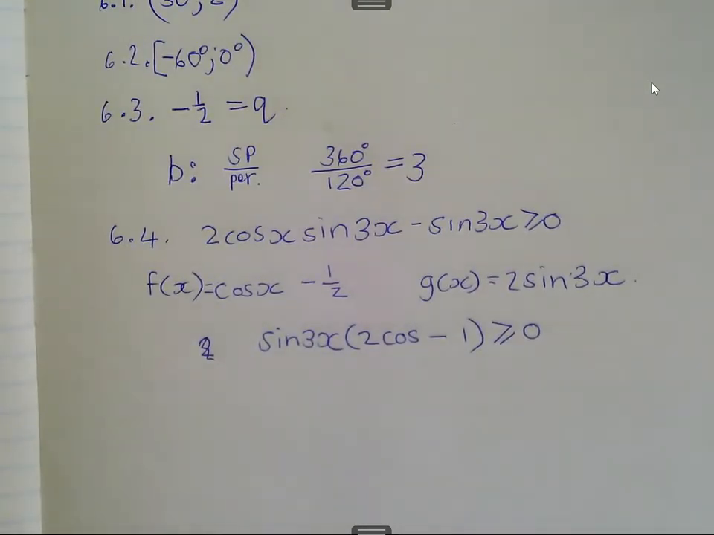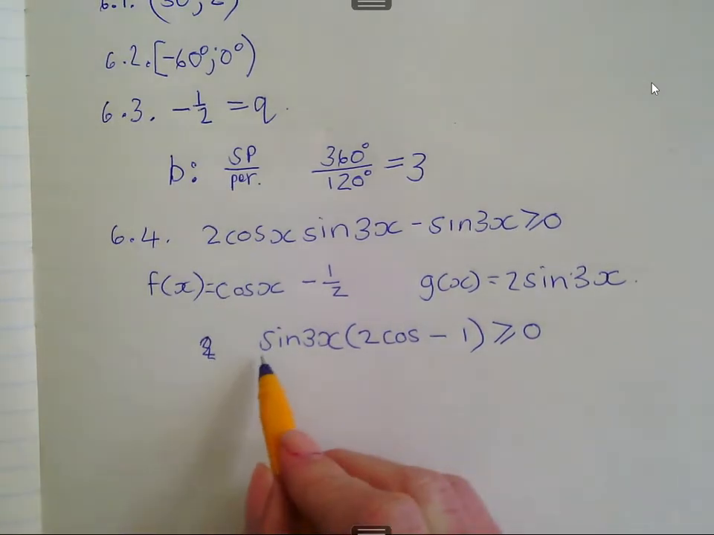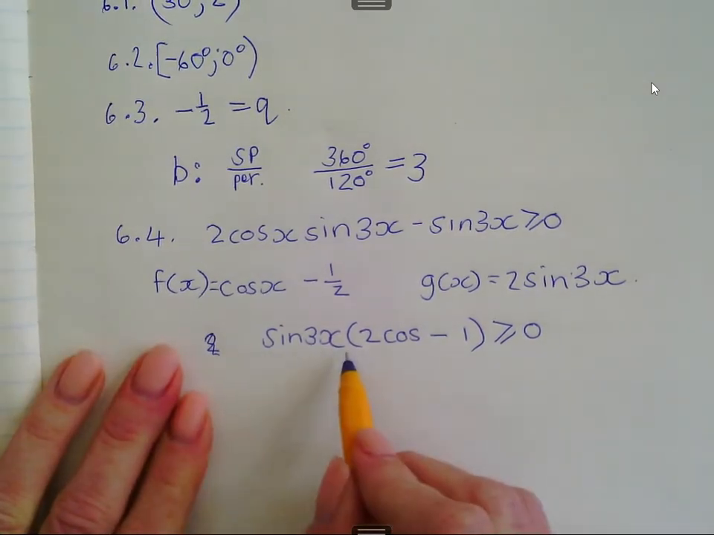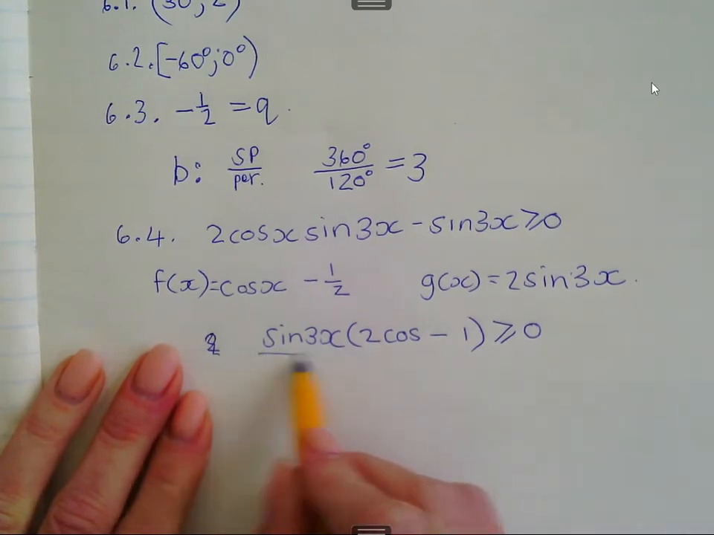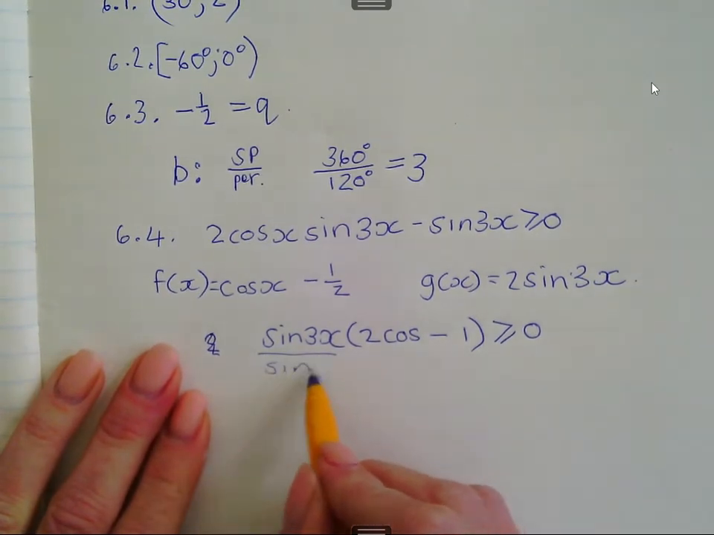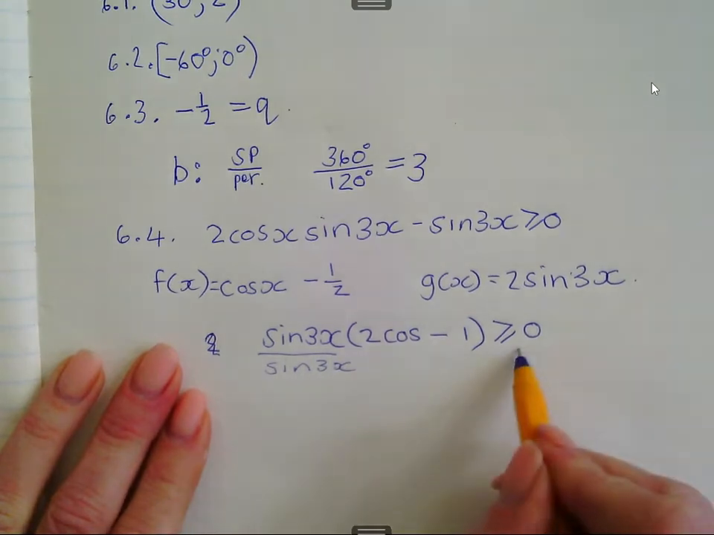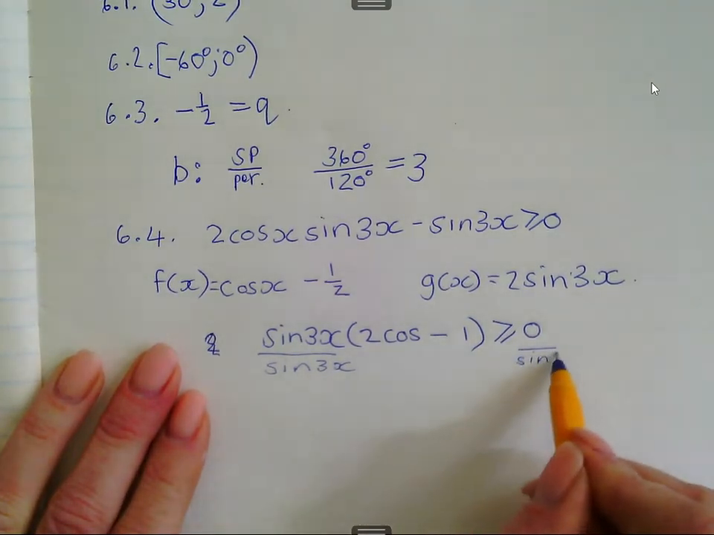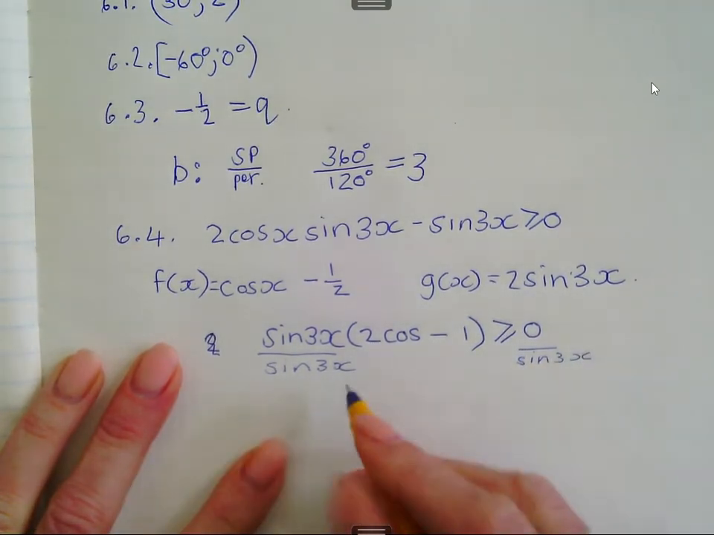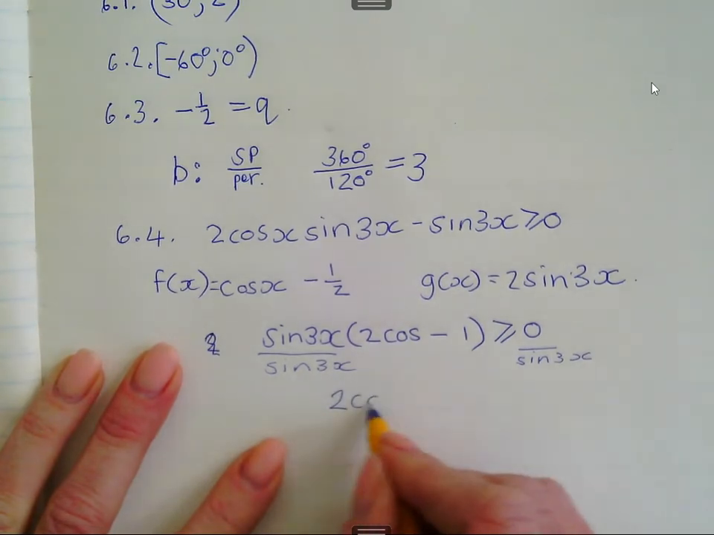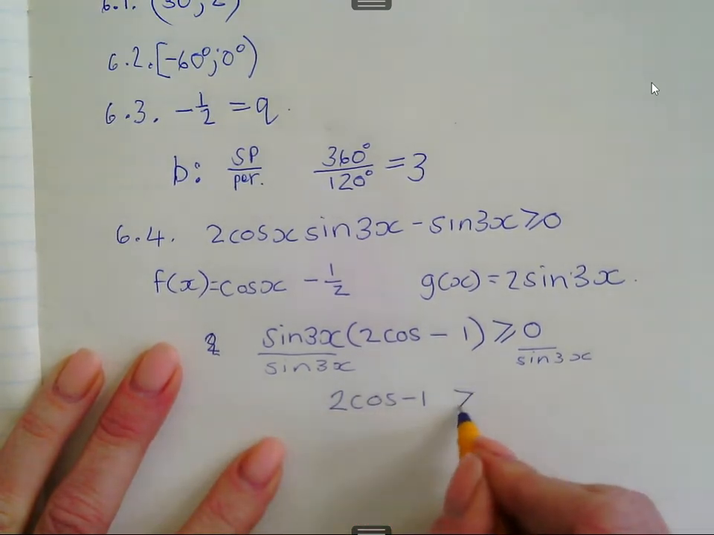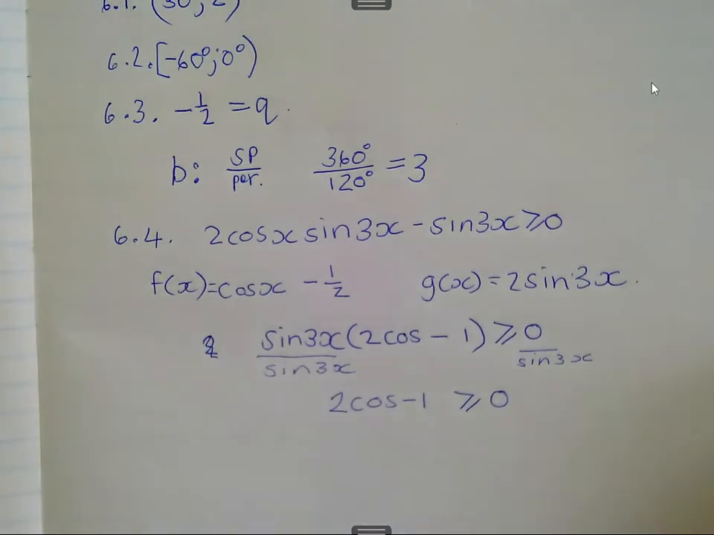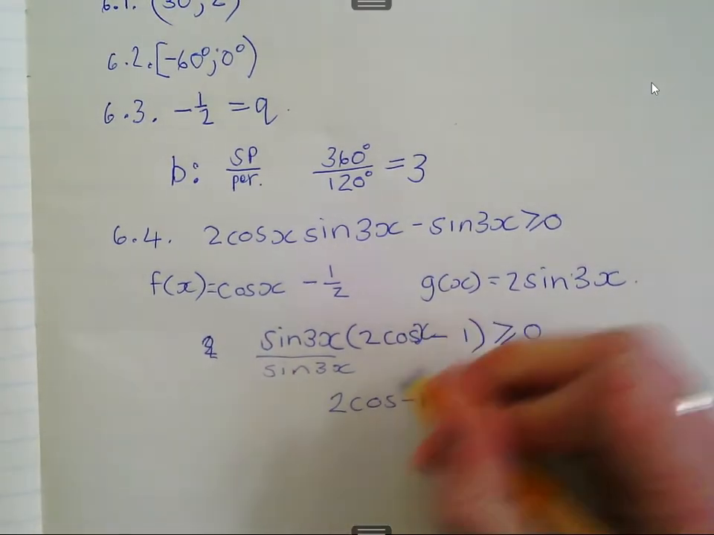It's looking better, but it's not looking good yet. So that is why now I would divide to get rid of it. So here I would have 2 cos x minus 1 greater than or equal to 0. Oh, this is just x, sorry. Just put in your x's.